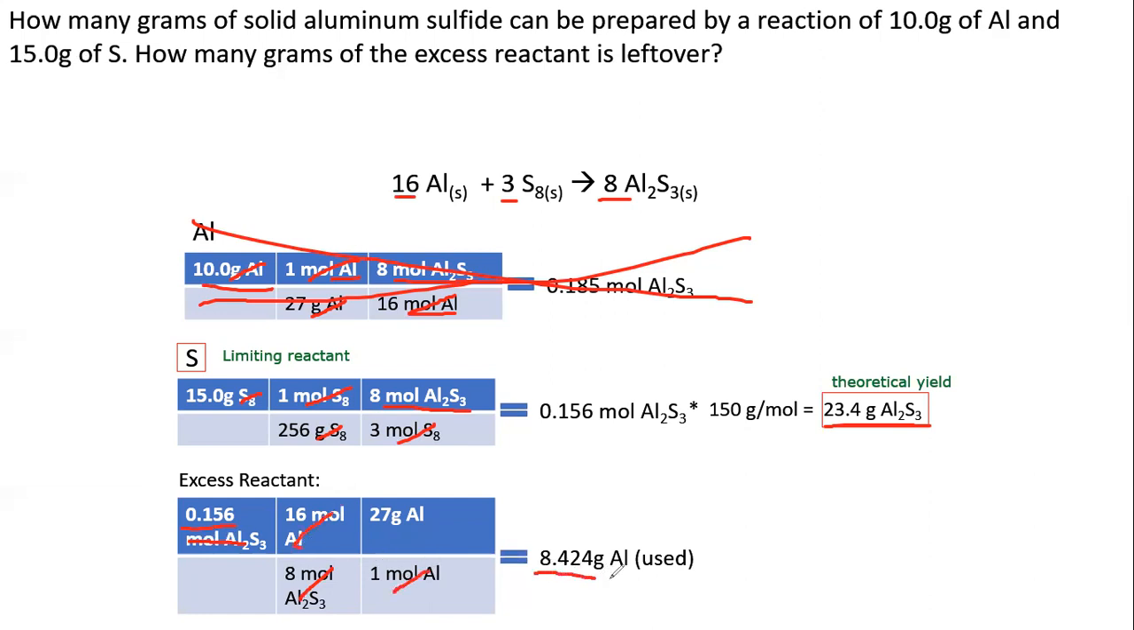So again, this 8.424 is the mass of aluminum that was used when we added 15 grams of sulfur to it. So now to find the amount that was left over, we take the initial, which is 10, subtract the used amount, which we calculated, and we get about 1.58 grams of aluminum left over. So that would be the answer for the second part of the problem.